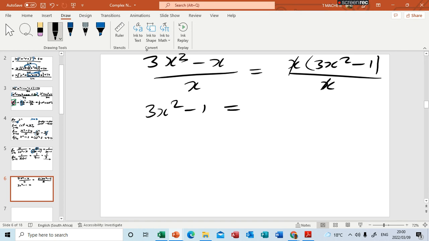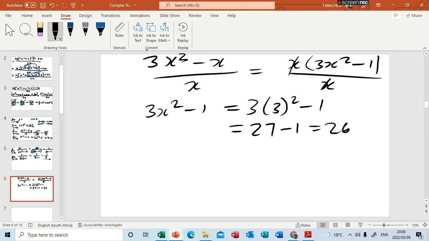Then we said limit as x approaches 3. So you're going to put 3 there, minus 1. This is 9. 9 times 3, you're going to get 27 minus 1. Then your answer will be 26.